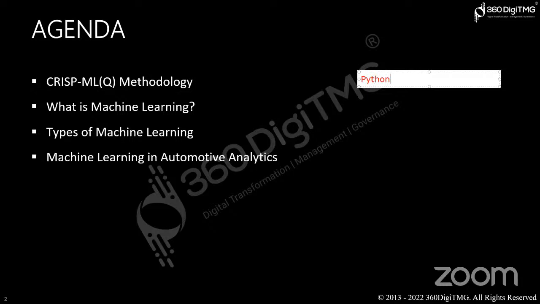So Python is a high level programming language, and it especially plays an important role in the field of machine learning and artificial intelligence. It has a lot of features. It supports functional programming.